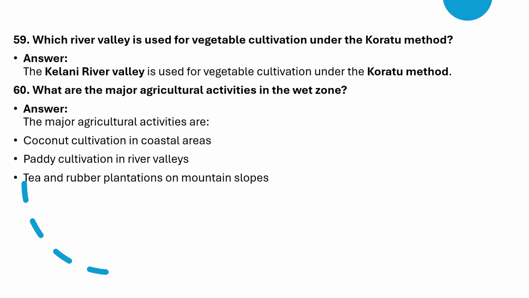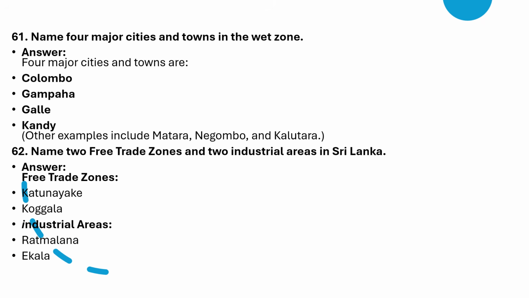Which river valley is used for vegetable cultivation under the Koratuwa method? Answer: the Kalani River Valley is used for vegetable cultivation under the Koratuwa method. What are the major agricultural activities in the wet zone? The major agricultural activities are coconut cultivation in coastal areas, paddy cultivation in river valleys, and tea and rubber plantations on mountain slopes.